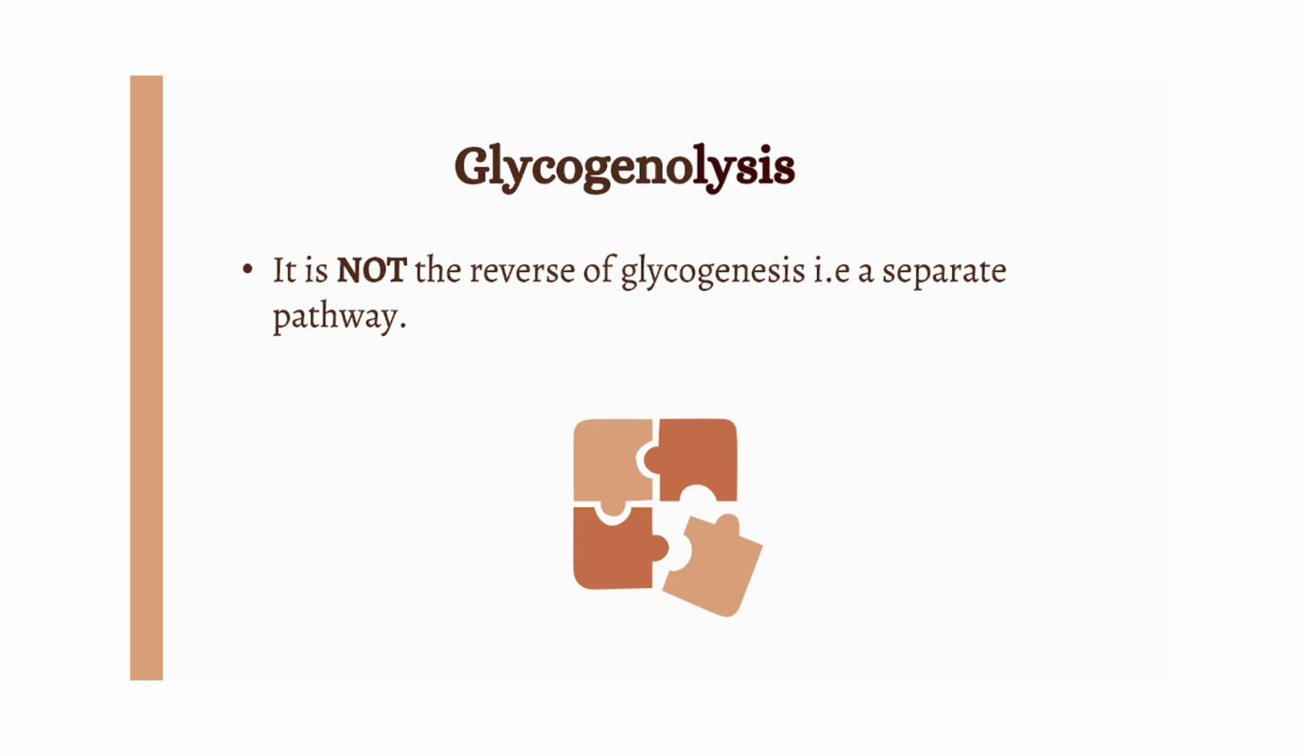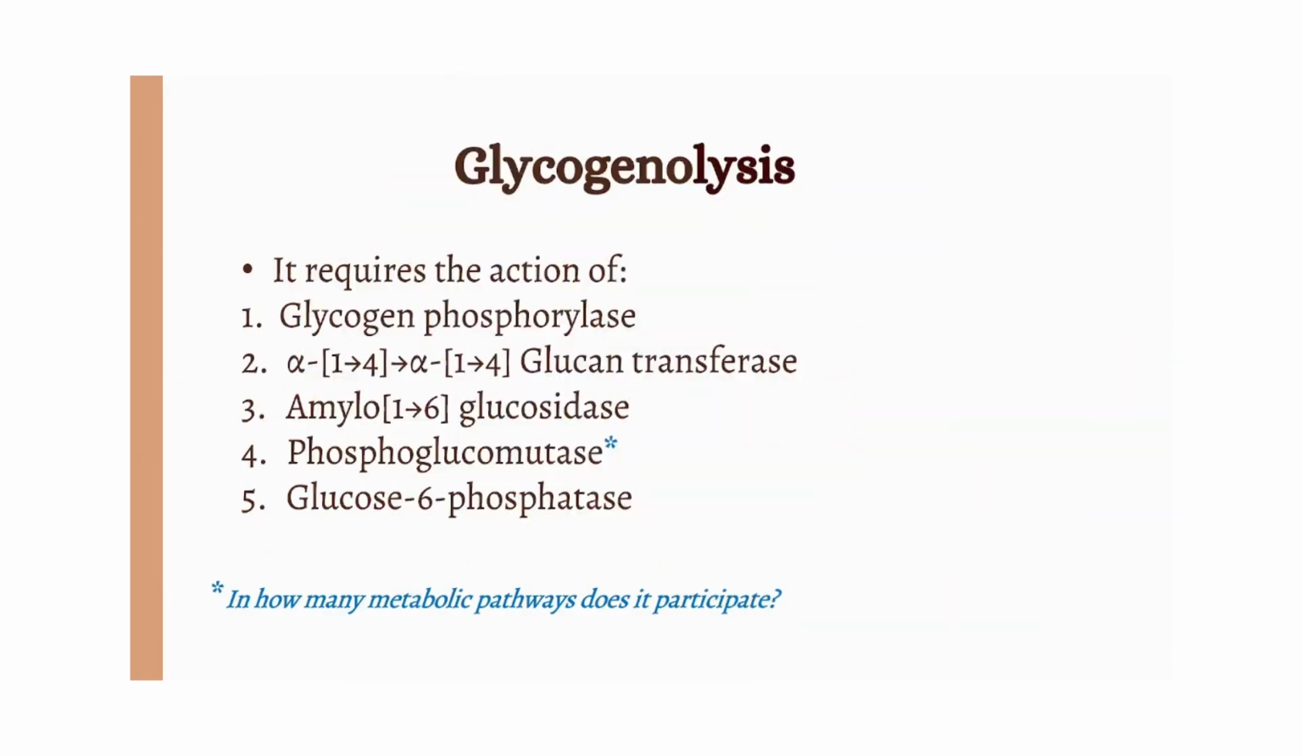We need to degrade it or to release some glucose to avail it, for example, for the RBCs in need in between meals. Glycogenolysis, the breakdown of glycogen, is not the simple reversal of glycogenesis. In fact, it is a separate pathway catalyzed by a different set of enzymes.